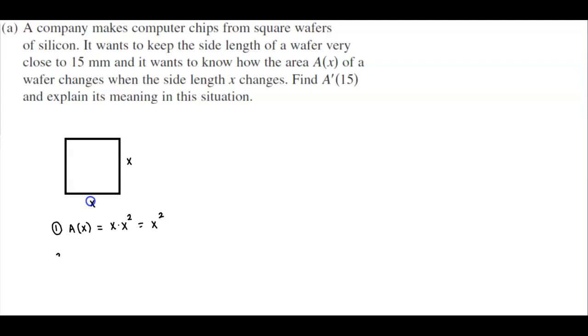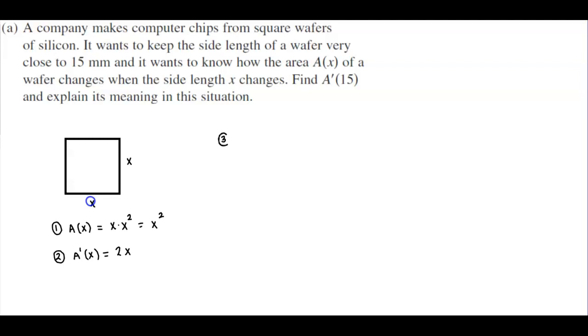Okay, and then we want to find the derivative of this. So what is the derivative of A of x? Meaning, what's the derivative of x squared? Well, the derivative of x squared is going to be 2x.